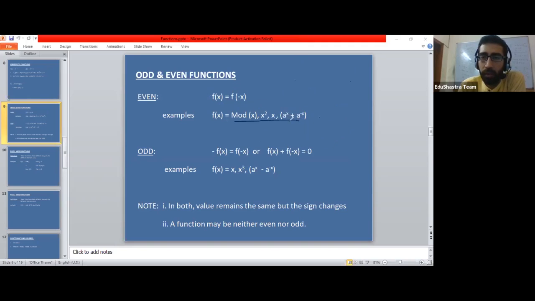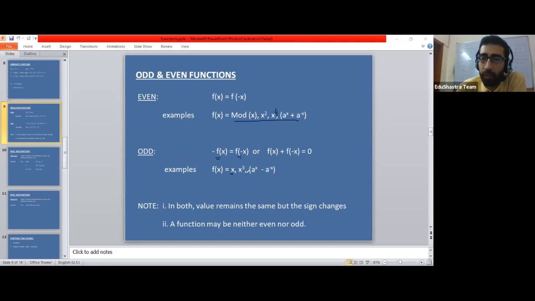So all these are even functions: mod x, x squared, x to the power 4, a to the power x plus a to the power minus x. In odd functions, the sign changes. So f of minus x is equal to minus of f of x, which means if you take x to be negative, the sign of the whole function changes.